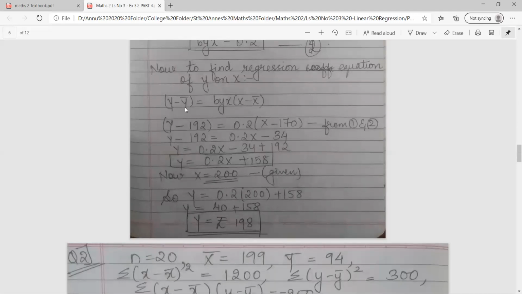By putting the formula y minus y bar is equal to byx into x minus x bar, I get the regression equation as y is equal to 0.2x plus 158. Now the value of x, that is expenditure on accommodation, was given to me as 200. So I'll substitute the values over here and get the final answer as 198 rupees. So class, please check the units as well. Whatever units are given, you have to write that specific unit in the answer.